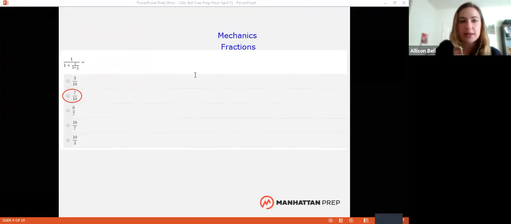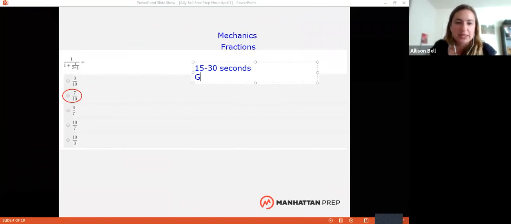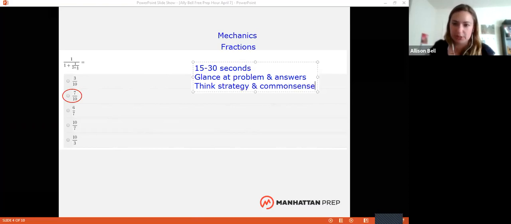And so there's a couple of things that I want to mention that might add some value to your work on this problem, even if you got it right. The first thing is if you are doing any GMAT problem, one of the best things that you can do is take about anywhere between 15 to 30 seconds at the start of a problem to take a glance at the problem and the answers, and to think about strategy and common sense eliminations.